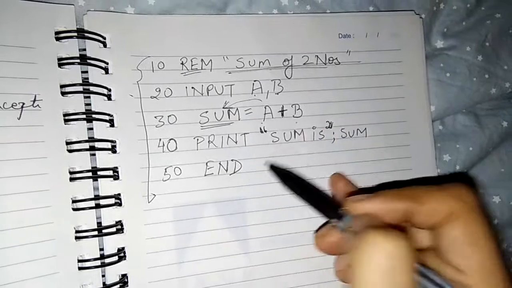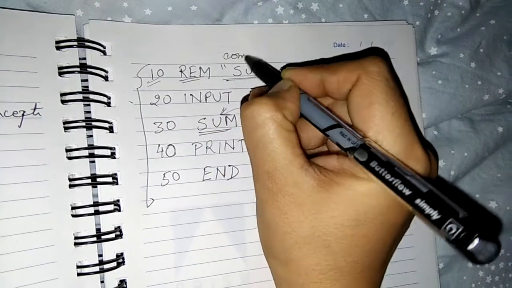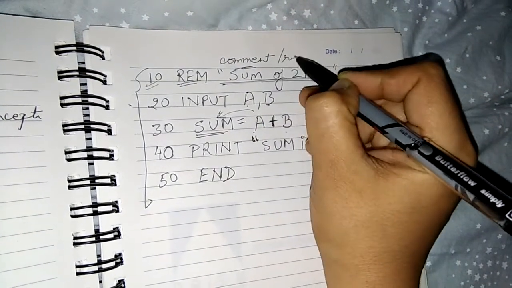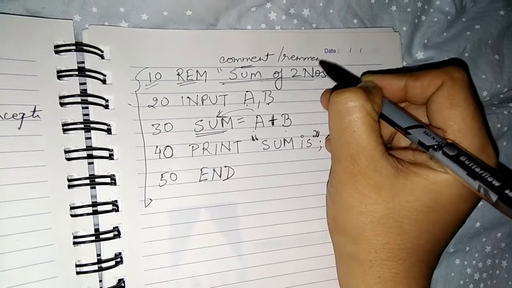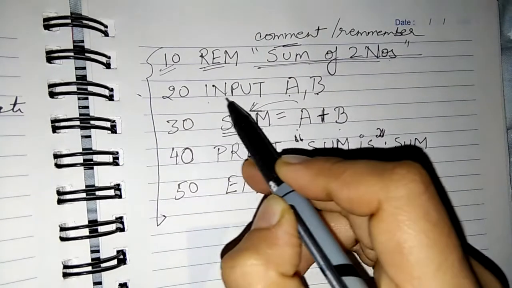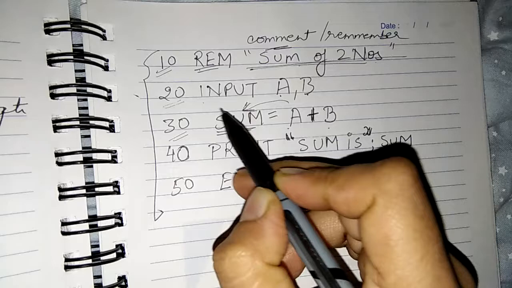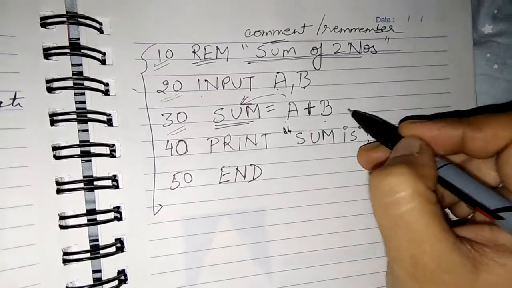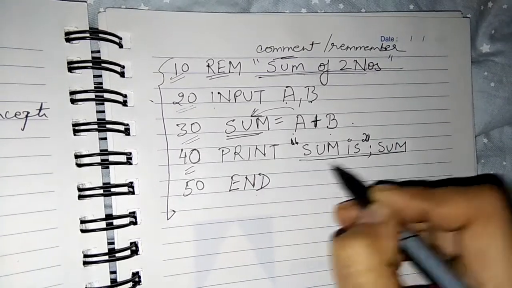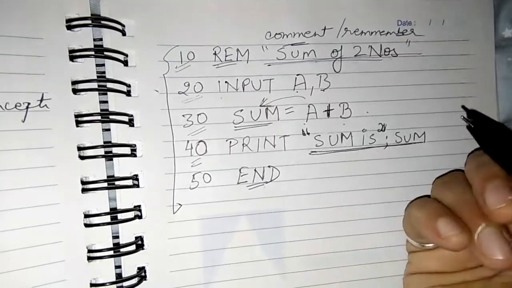It has these statements. This statement is adding a comment to the program. It will help us to remember what this program is all about. This statement is used to take the input. This statement is used to find the sum, that is the process part, and this statement is used to display the result, that is the output part, and this shows the end.